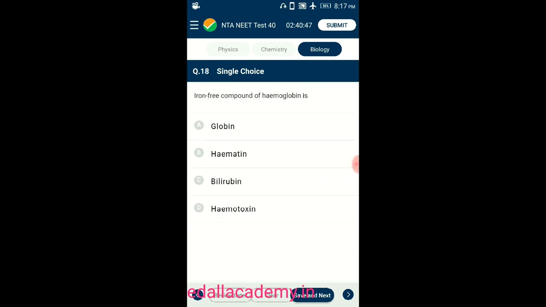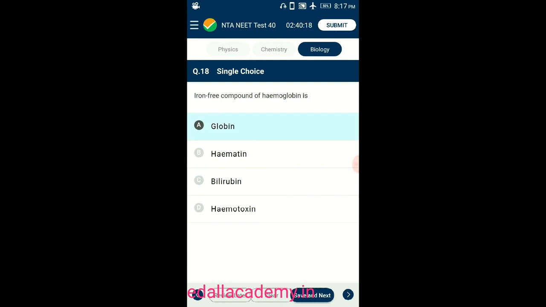Iron-free compound of hemoglobin is. Hemoglobin is a conjugated protein which is made up of protein called globin and non-protein group called heme. Heme is an iron Fe2 plus porphyrin complex. A mammalian hemoglobin molecule is composed of 4 heme molecules with 4 globin molecules. So the answer for this question is option A.